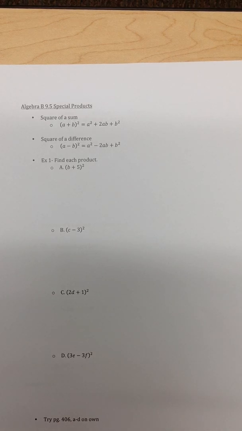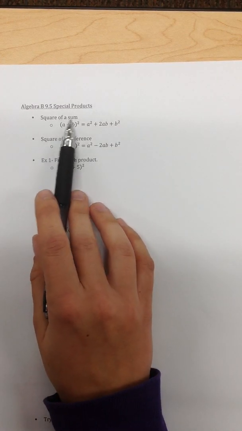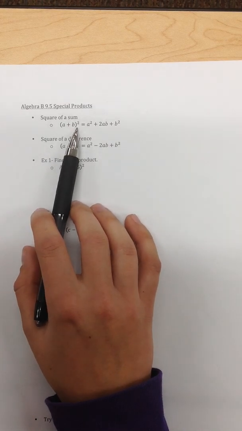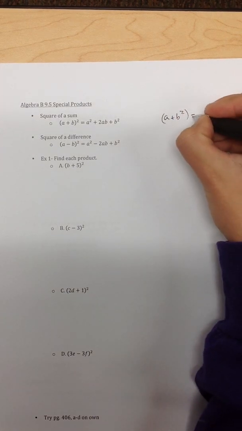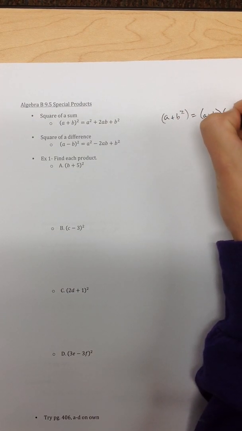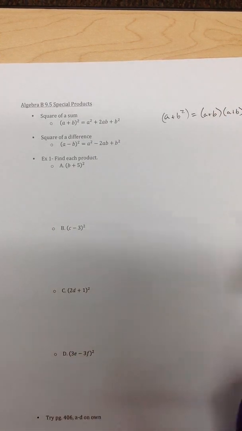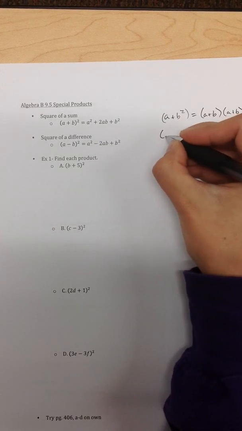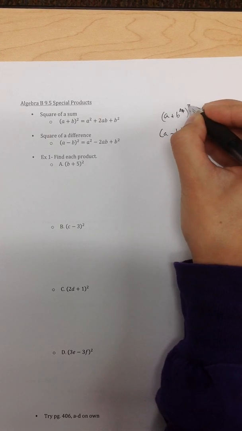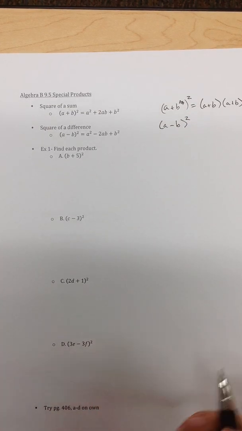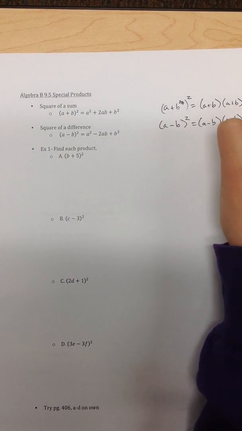We remember squaring something is taking something times itself. So if I've got a plus b, that's where they get the sum part, a plus b squared is the same as a plus b times a plus b, because it's something times itself. Same thing works for square of a difference: you've got a minus b, squared. So a minus b squared would be a minus b times a minus b.